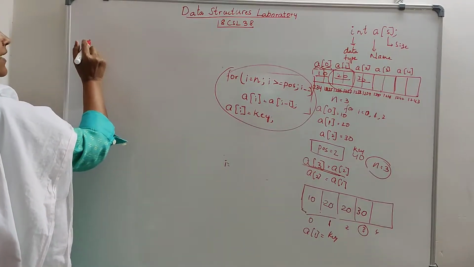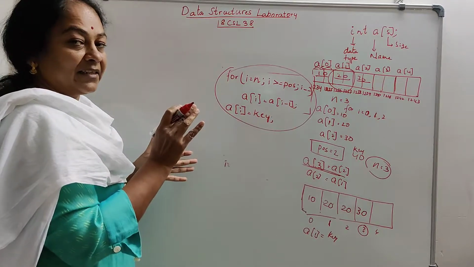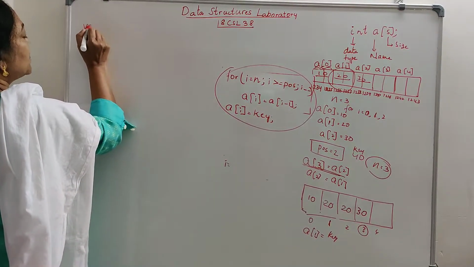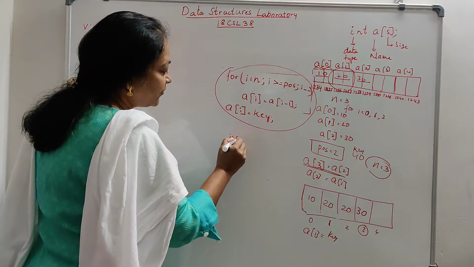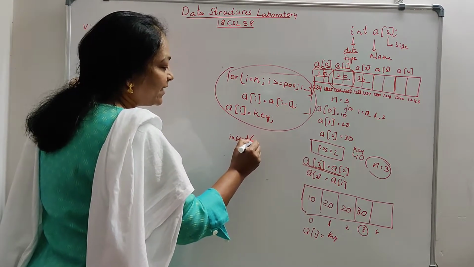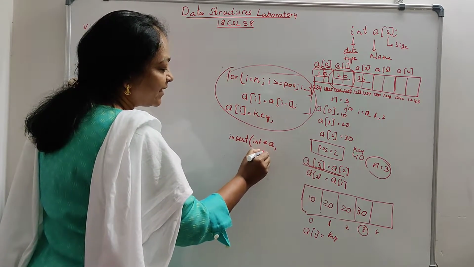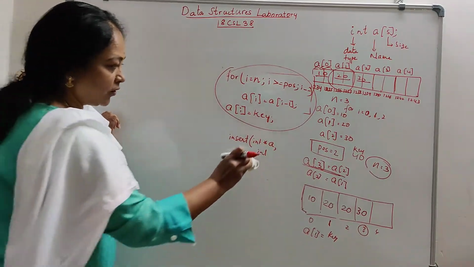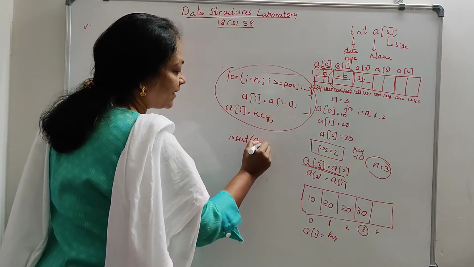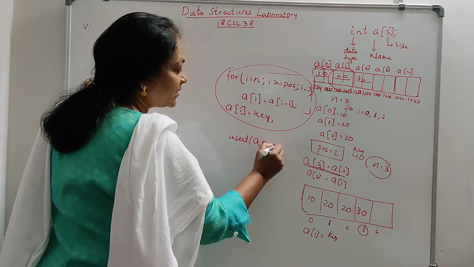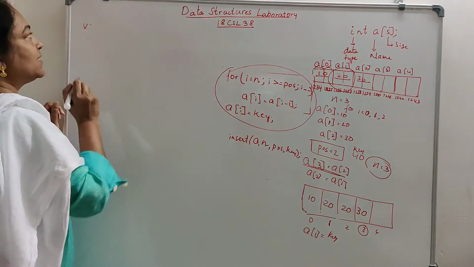So how are you going to write this insert function? The insert function is also not going to return anything. What are we supposed to send here? Insert is the name of the function. It should have the base address, and this is the function call. So I should send the base address A, the number of elements, the position, and the key element. I want to send all these 4 elements to this function.